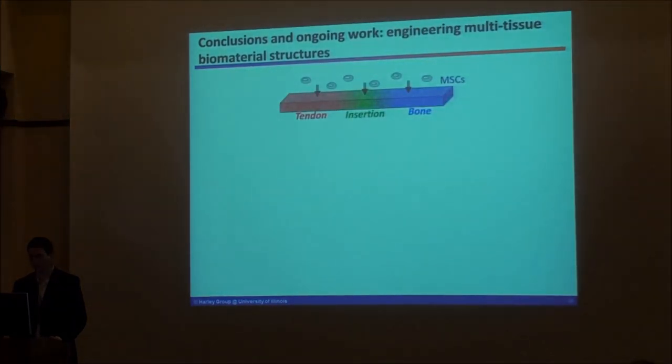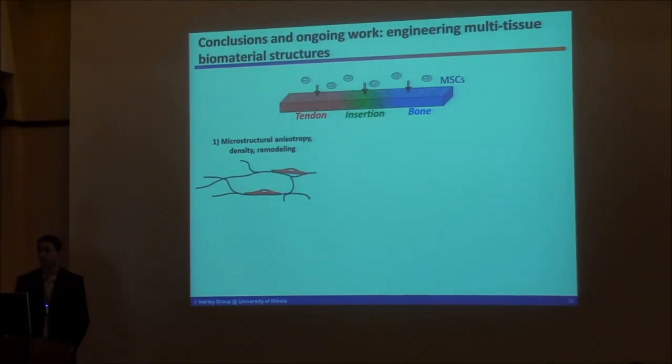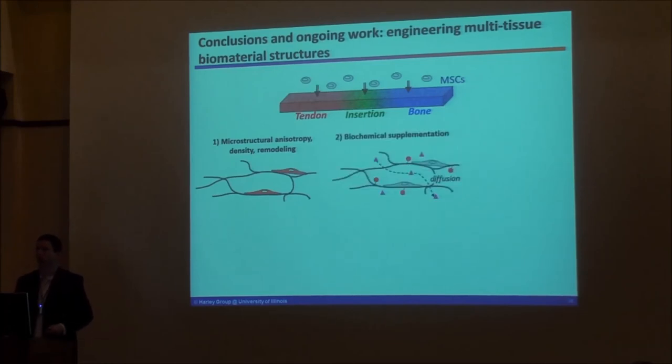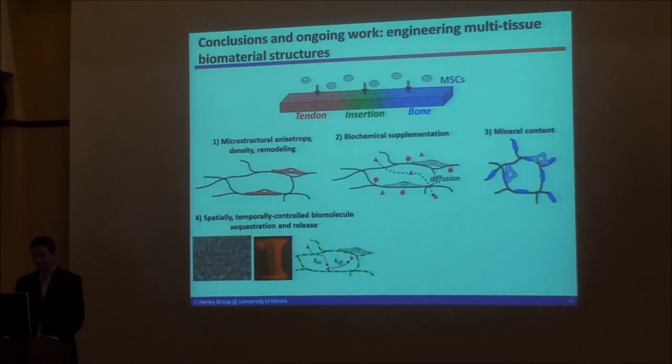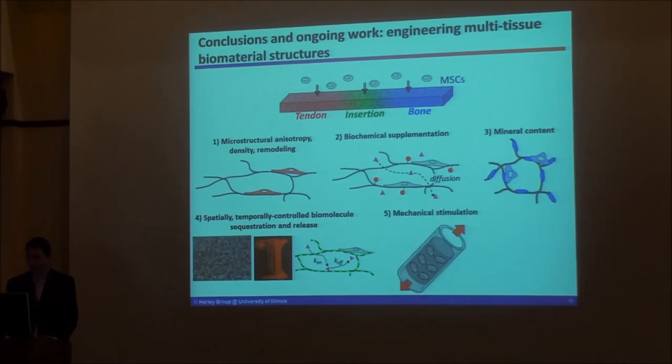So just to wrap things up, I hope I've convinced you that for at least tendon, the combination of microstructural anisotropy, relative density, and also contraction-mediated remodeling is important for maintaining or regulating cell bioactivity. We can also include various forms of biochemical supplementation in order to drive cell phenotype and bioactivity. Mineral content is important, being able to incorporate mineral content into the scaffold to drive osteogenesis has worked pretty nicely. Looking at spatially and also temporally controlled biomolecule sequestration and release is a big push in our lab right now. It's ongoing work. And also some of the mechanical stimulation stuff that I showed you is really a big push right now in the group.